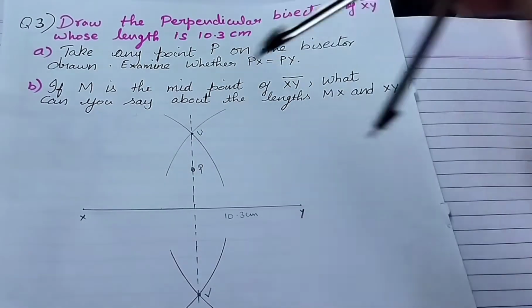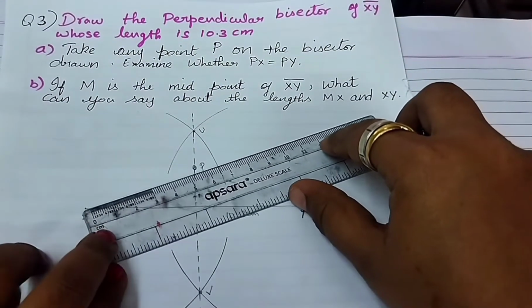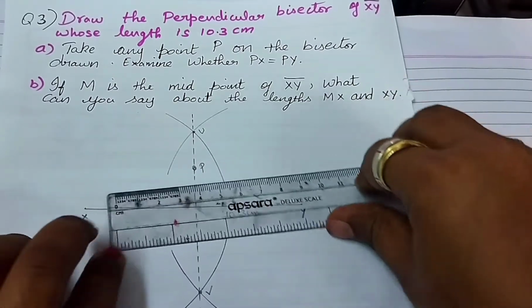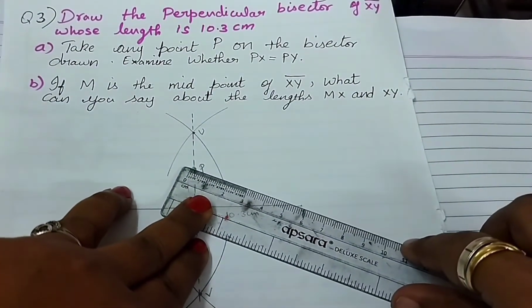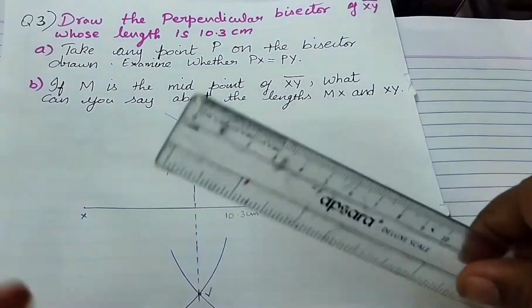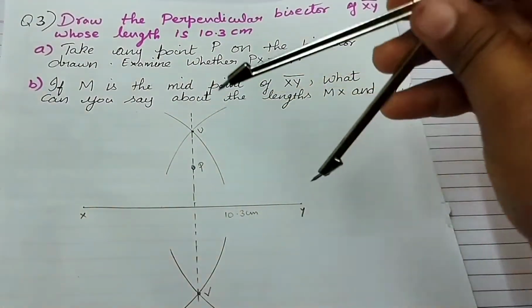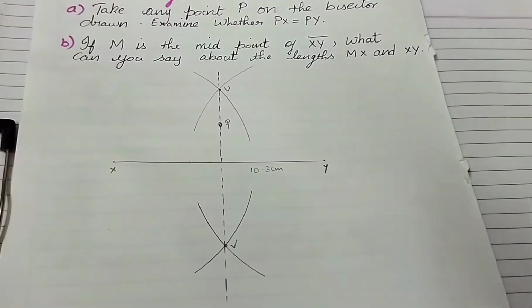The other way you can also do it is to measure with a ruler. What is your measurement of PX? The same measurement you are getting for PY. So there are two ways you can do it: you can use your ruler or you can use your divider.